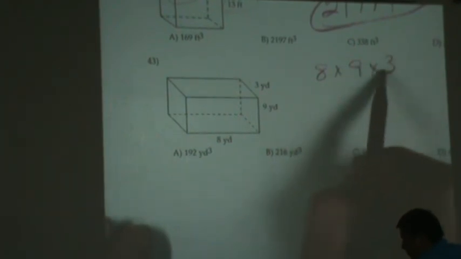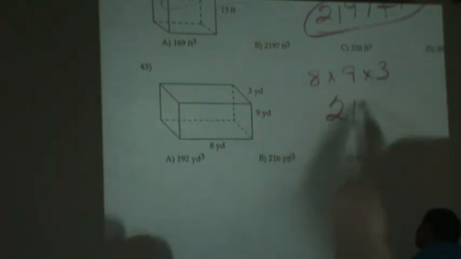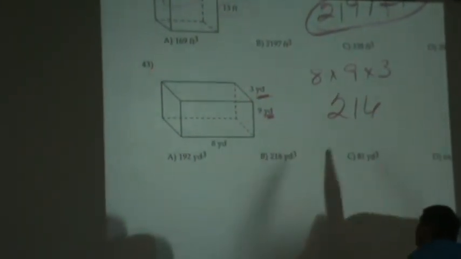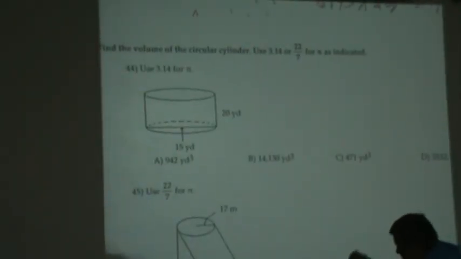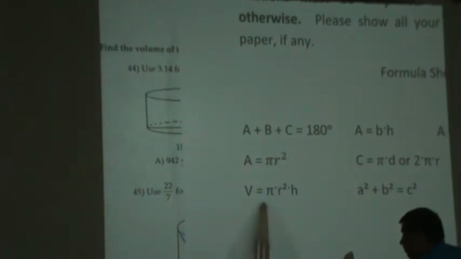Length times width times height. It doesn't matter which order you do them in. 8 times 9 times 3 is 216. We have yards again. Cubic, right, cubic yards. Volume of a cylinder, that's the volume. Pi r squared times the height. It's a circle times how high it goes.